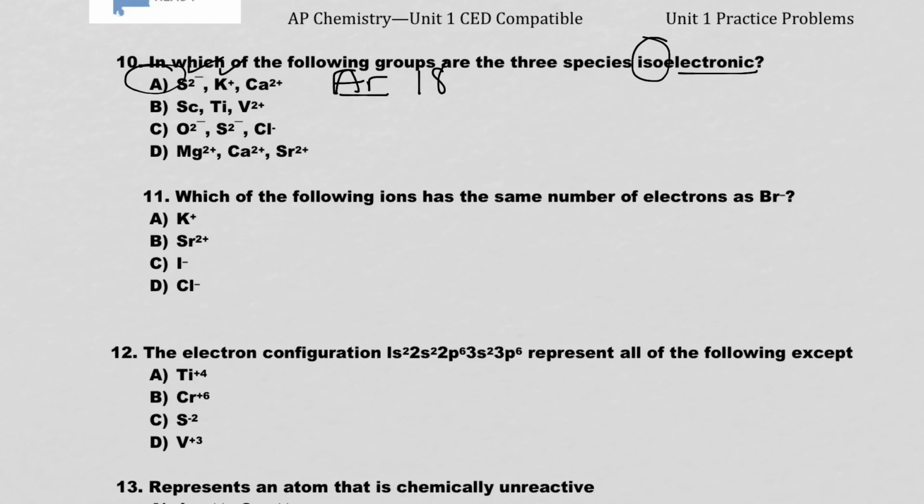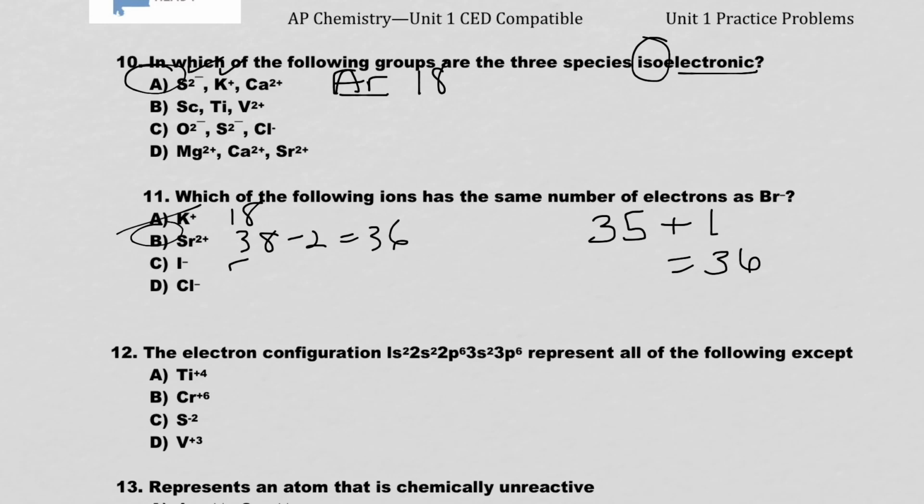All right, and number 11, which of the following ions has the same number of electrons as bromide? Well, I need to know how many bromide has. Bromine has 35, but because it's negative, we add 1, so it has 36, just like krypton. If I look at my periodic table, potassium had 19, but the ion lost 1, so it has 18. I know K is not the answer. I go to strontium. Strontium had 38. It's plus 2. It lost 2. There's our answer.